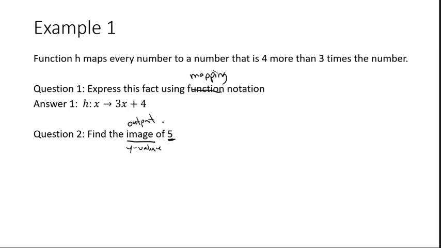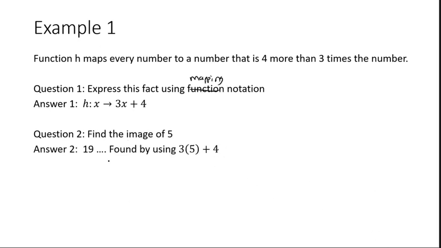So what we do is we plug this in for x and see what is our output. What do we get back out? So you plug a 5 in for x and see what happens. So we have 3 times 5 plus 4, which gives you 15 plus 4, which is 19. So the answer would be 19 for the image of 5.